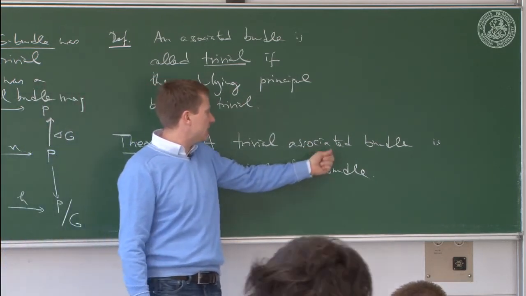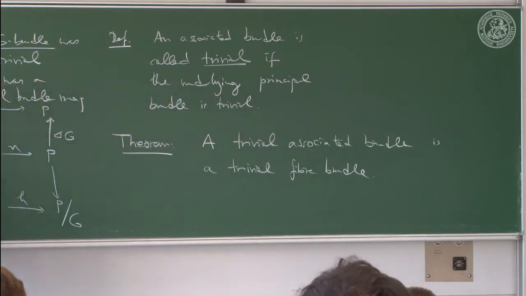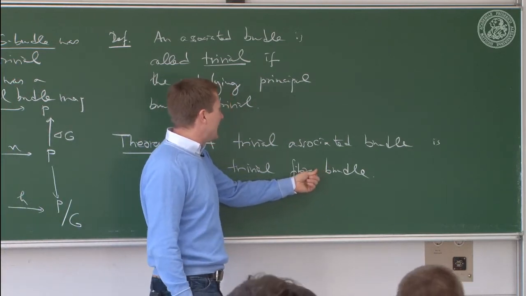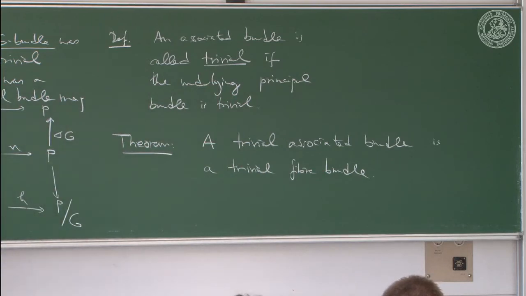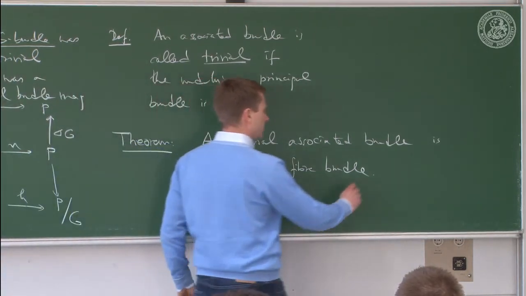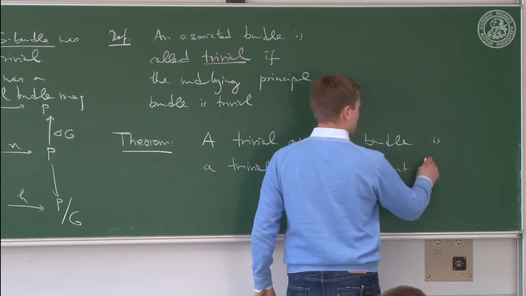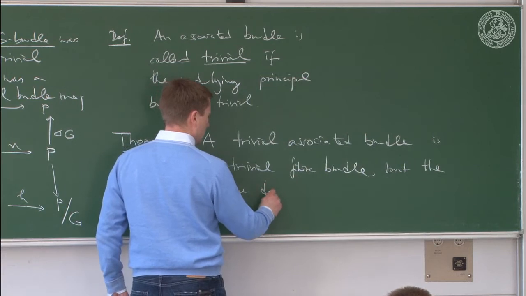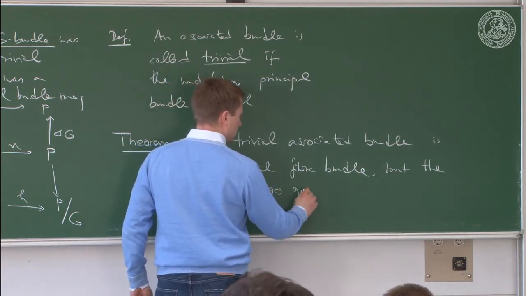And if I then talk of it as a fiber bundle, I would look at the associated bundle, which is a fiber bundle, and I can then show that this associated bundle is isomorphic to its base space times the fiber M. Okay, it's a non-trivial statement. A trivial associated bundle is a trivial fiber bundle, but the converse does not hold. The converse does generally not hold.